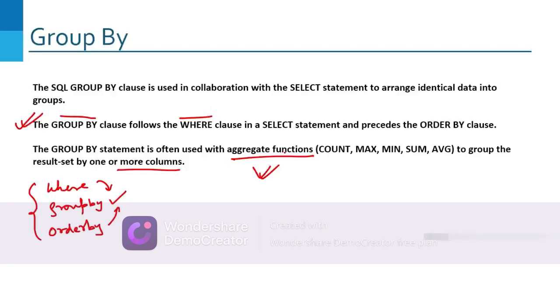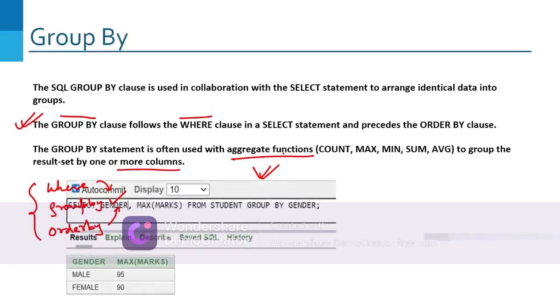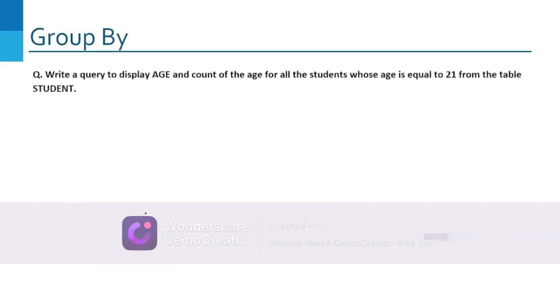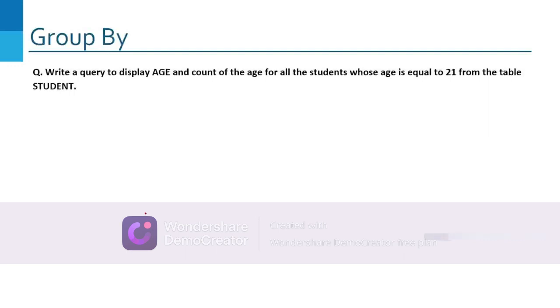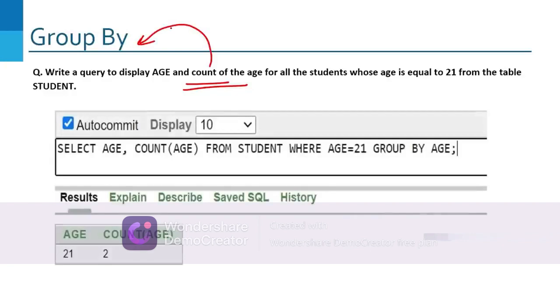Okay, now let's move to the having clause and understand what it is. Before that, just one example of group by. If you can see, select gender, max marks from student, group by gender, right? One more question from group by. Write a query to display age and count of the age for all the students whose age is equal to 21 from the table student. We are using count, that means we are using a multiple row function, that means an aggregate function, and this is also used only with group by. So we have select age, count age from student where age 21, group by age.